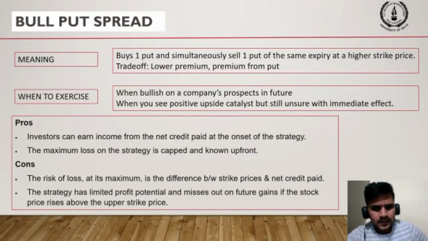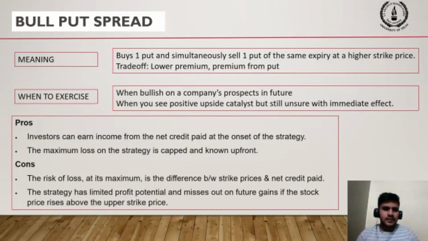ठीक है. एक ड्रॉबैक है इसमें. It is that it limits the profit earned if the stock rises well above the upper strike price of the sold put option. So आपका notional profit थोड़ा कम होएगा. The investor would pocket the initial credit but miss out on any future gains.